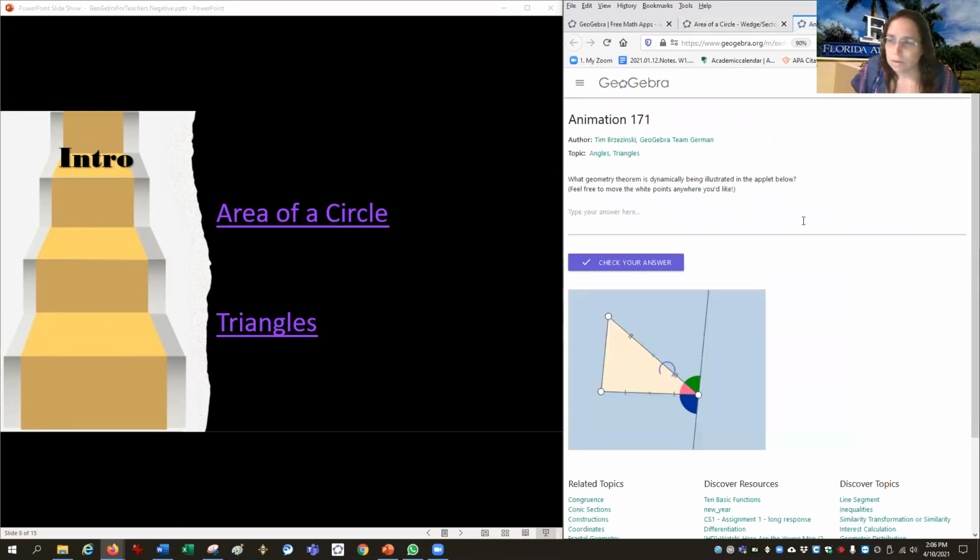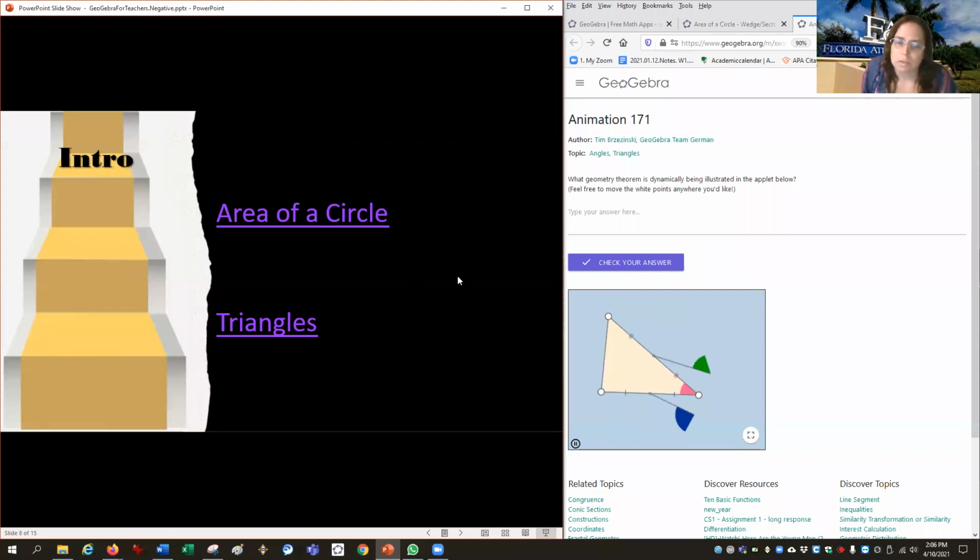Okay, here's another applet that I like for introduction. When you're teaching students about things that they have to imagine, if they can see it, it's so much easier. And this applet makes seeing that these angles add up to 180 so simple. Like, that totally makes sense.